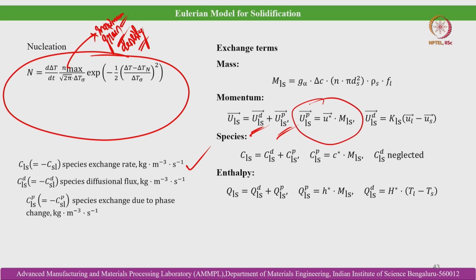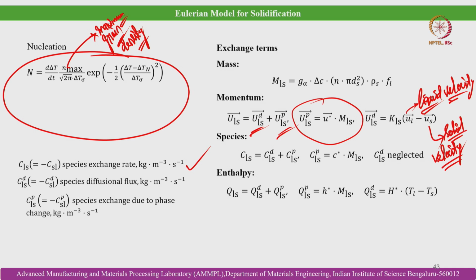So, ULSP is equal to U asterisk bar into MLS, and ULSD, the source term due to drag between the liquid and solid phases, is equal to KLS into UL minus US, that means liquid velocity minus solid velocity. The relative velocity between the liquid and solid phases generally arises because of their differences in viscosity that we have discussed earlier.